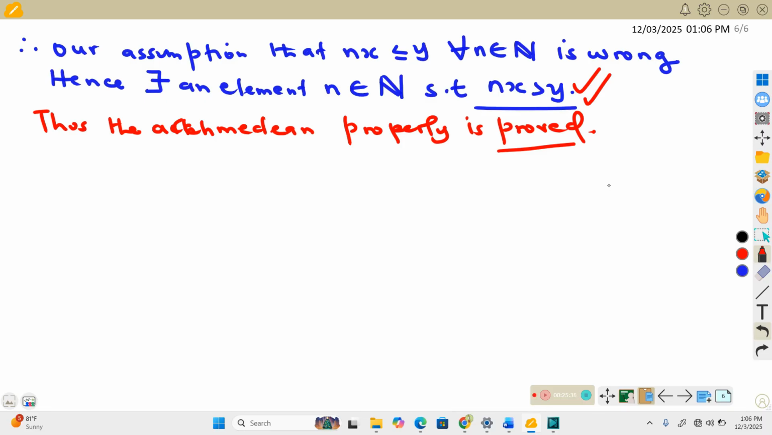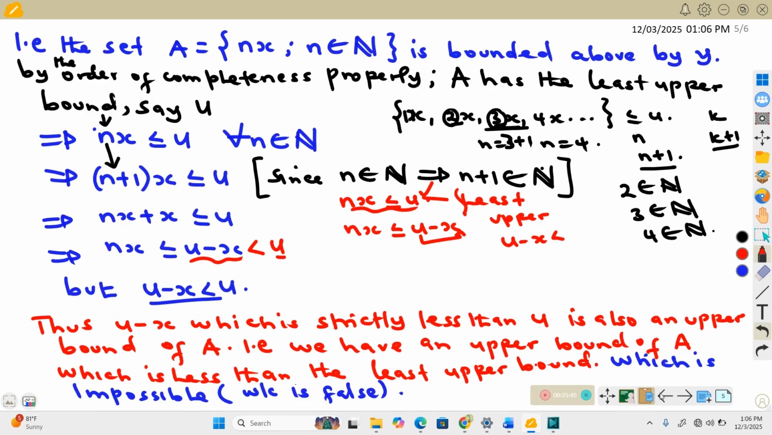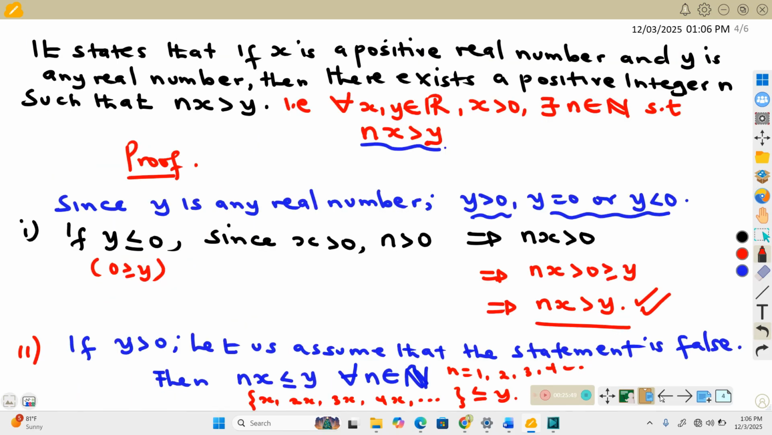So that is how we prove the Archimedean property, and I hope it is now very clear to all of us. You have to follow some of these procedures to prove it. We have proved this in two different cases, y less than or equal to 0 and y greater than 0, and for both cases the statement still holds. That's why we say the Archimedean property has been proved.